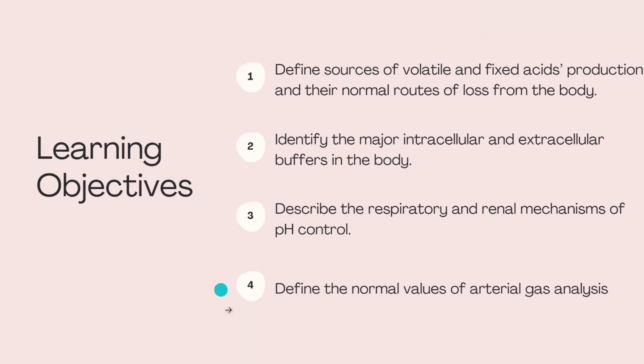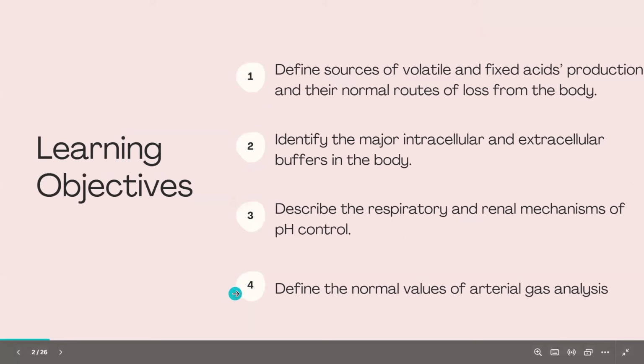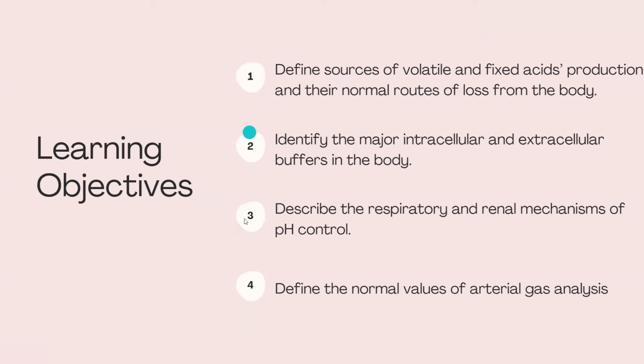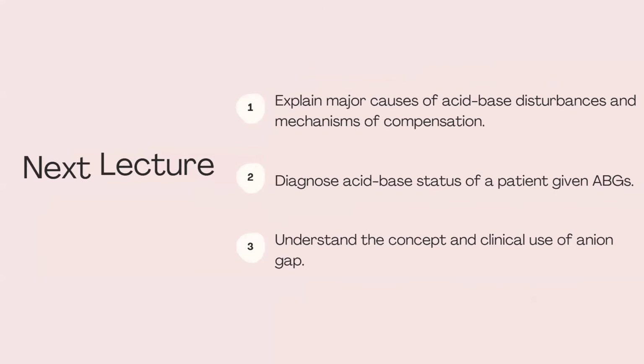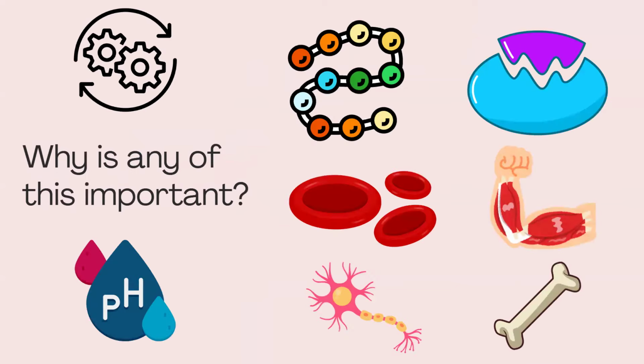But right now we're covering the groundwork and the basics. So we'll go to objectives 1 to 4, and I'll do my best to try and simplify the chemistry because there is some chemistry. But before we start, why is any of this important?